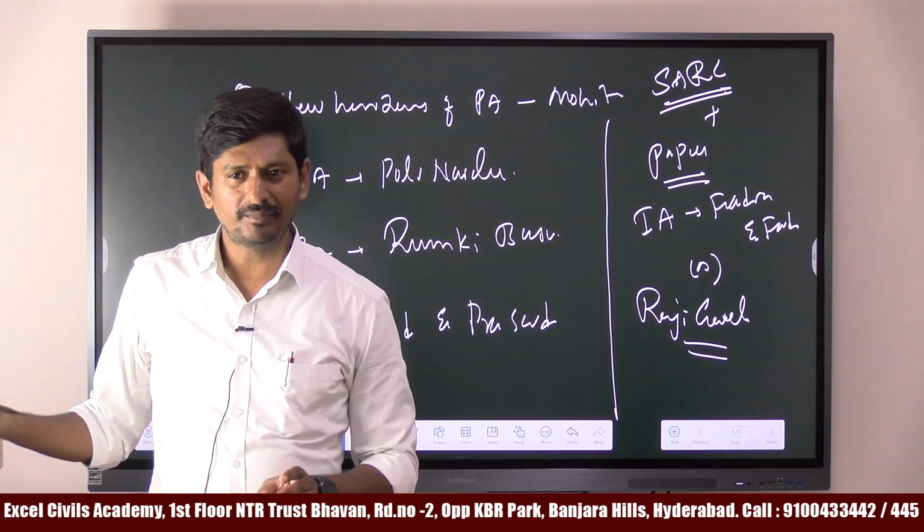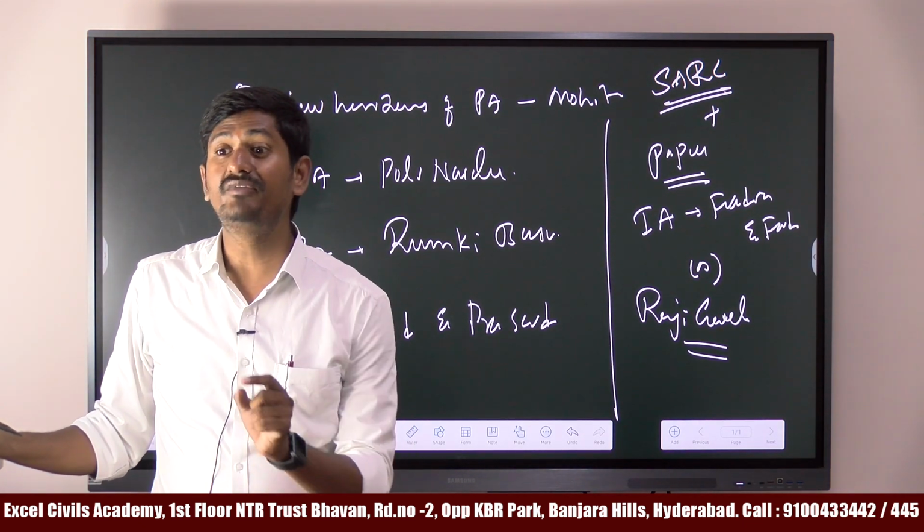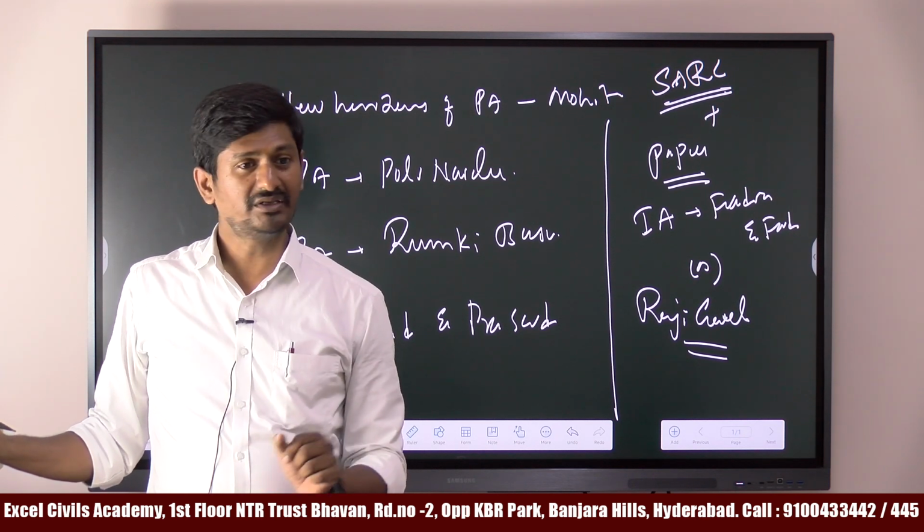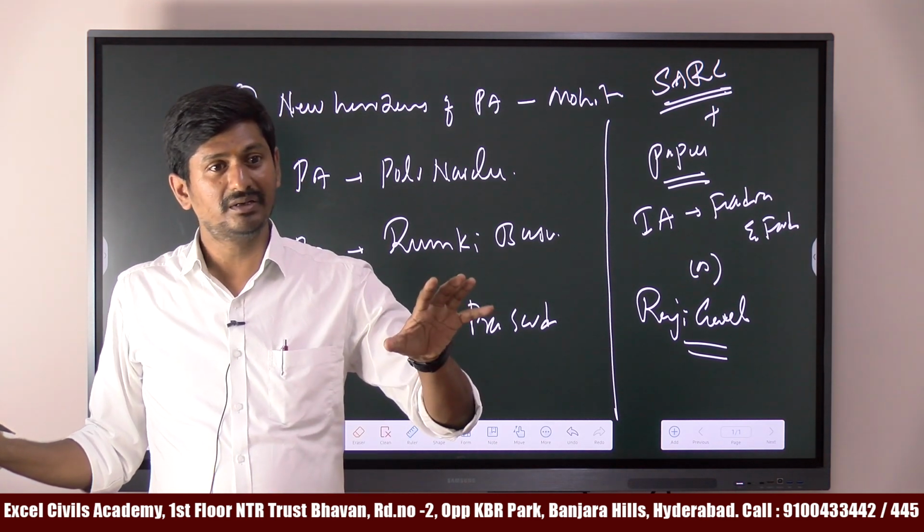For example, the Second Administrative Reforms Commission has proposed the establishment of district level government, having the Zilla Parishad chairperson as the head of the government and the district collector as the secretary.